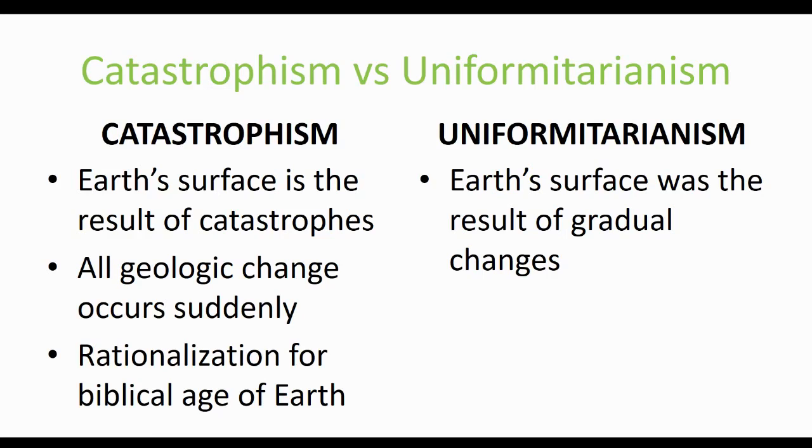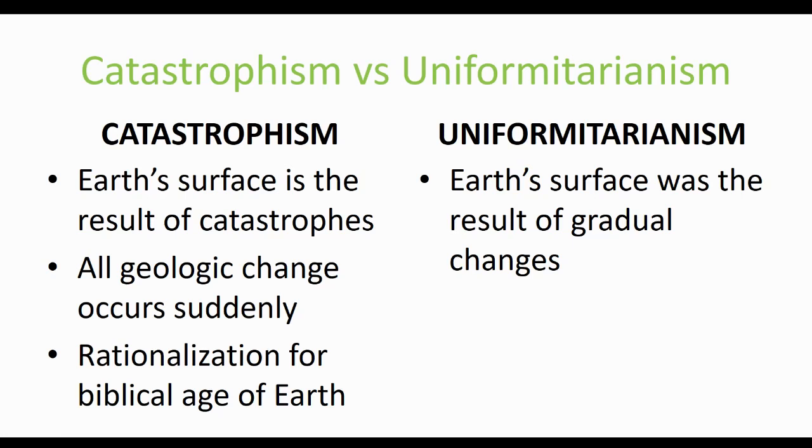In the 18th and 19th centuries, there were two ideas which scientists debated. These ideas were catastrophicism and uniformitarianism. The idea of catastrophicism is that the Earth's surface is the result of catastrophes, things like asteroids striking the Earth or volcanic eruptions. So this idea is that all geologic change occurs suddenly, and it is a rationalization for a biblical age of Earth, the belief there being that the Earth is only a few thousand years old.